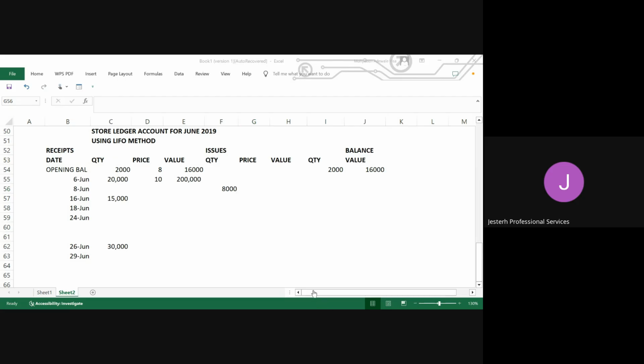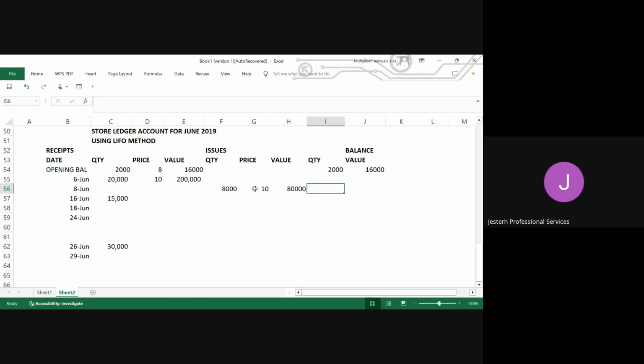It only asks us to consider what we purchase last, what we bring to the company last, regardless of what we have in the old store. And then the price of what we bring in last is 10 naira. What are we going to do? We'll now multiply it to get the value. This one multiplied by this gives us this 80,000 naira. Now, how are we going to arrive at our closing balance?